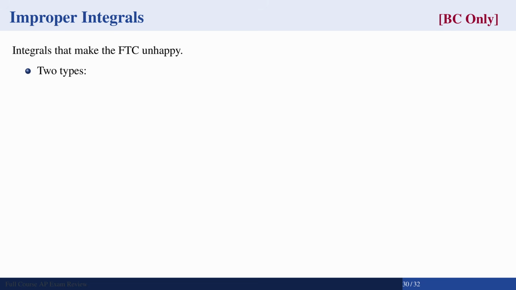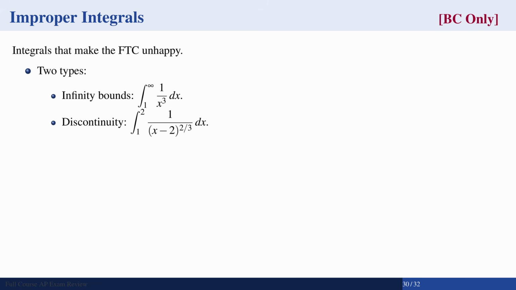So the first type is you have an infinite bound. So you could be going from 1 to infinity of 1 over x cubed, for example. You could also have a discontinuity. So you could be going from 1 to 2 of 1 over the quantity x minus 2 to the 2/3. The problem there is that if you plug in 2, you get 0 in the denominator, and that's bad. It is possible that you will get a finite value when you do these.